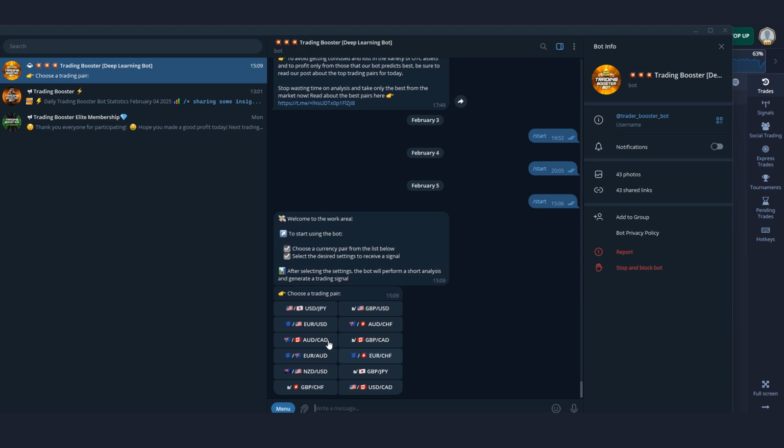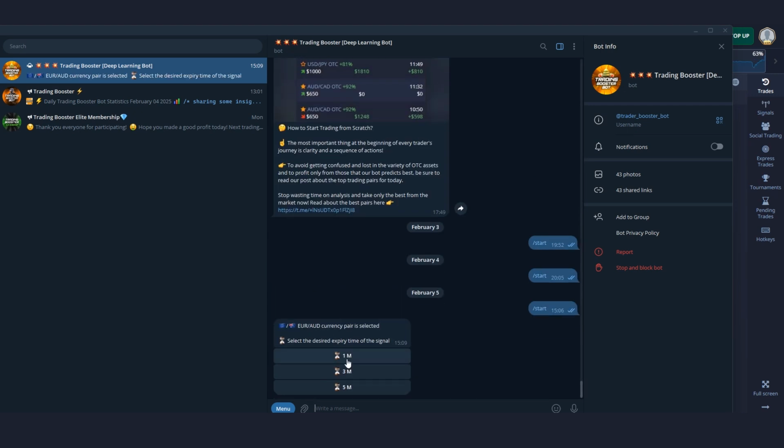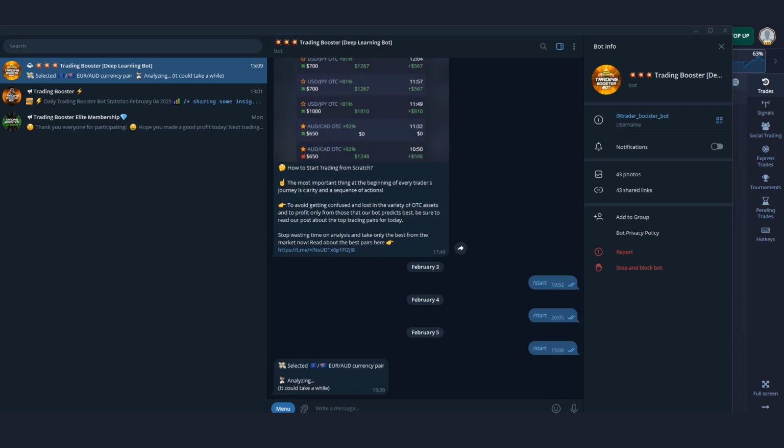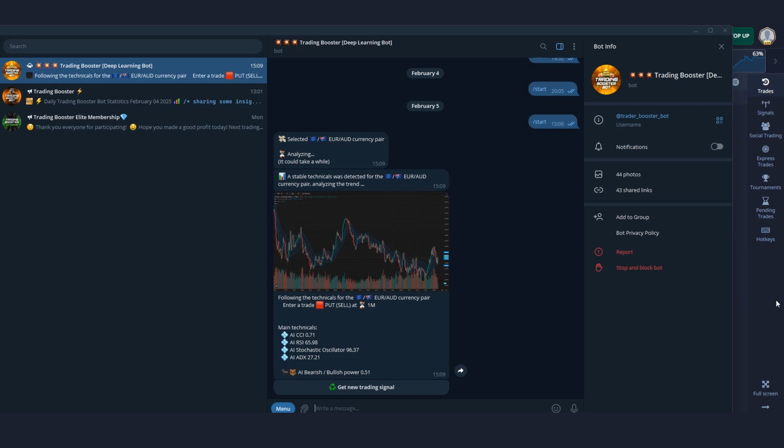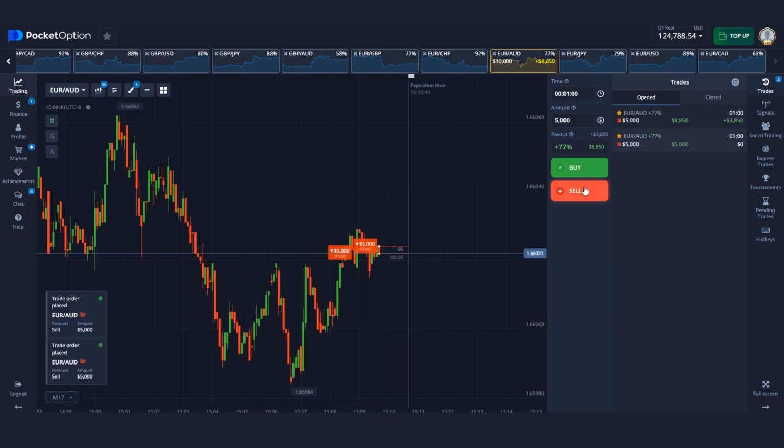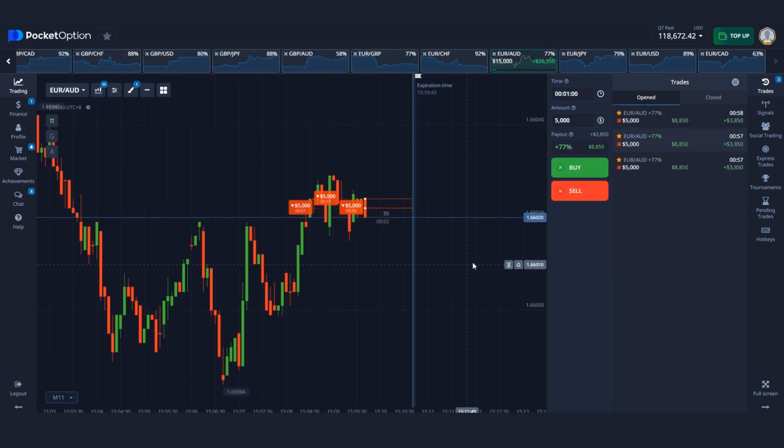I'm choosing this currency pair, and I'm choosing a 1-minute time for the trade. I'm getting a sell signal, and now I'm carefully opening 3 sell trades. Let's keep an eye on this trade since it's open for a full $15,000. So overall, I can make $10,000 in pure profit from just one trade, with returns between 10 to 15%.